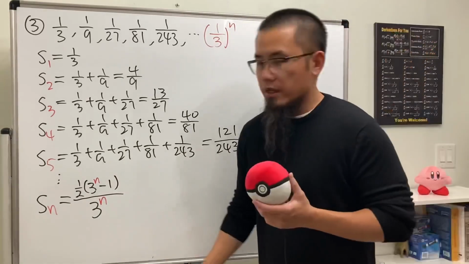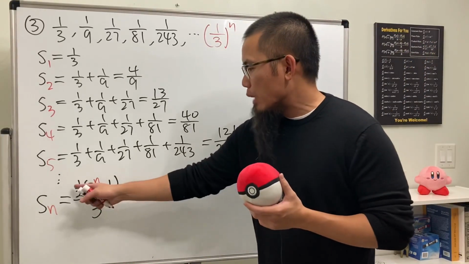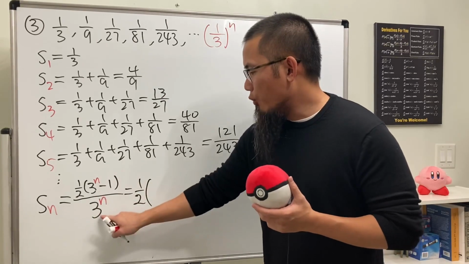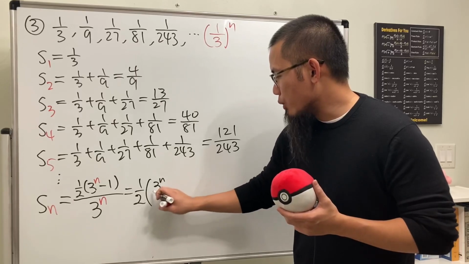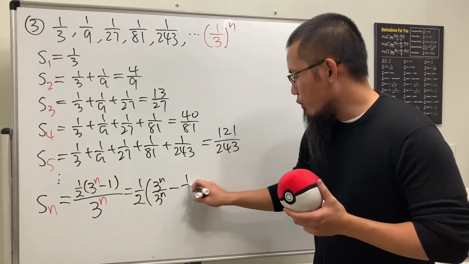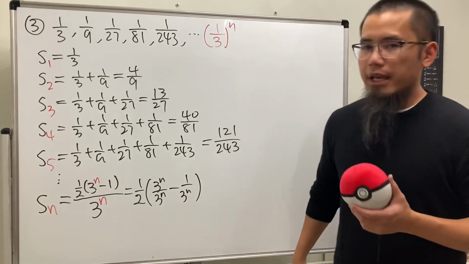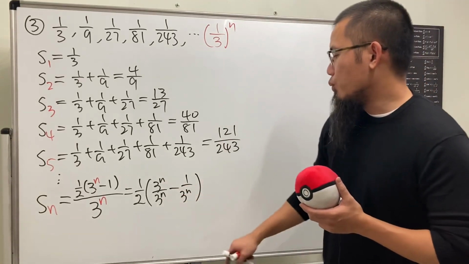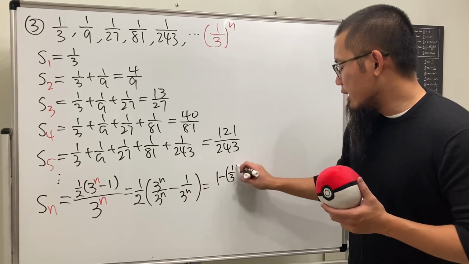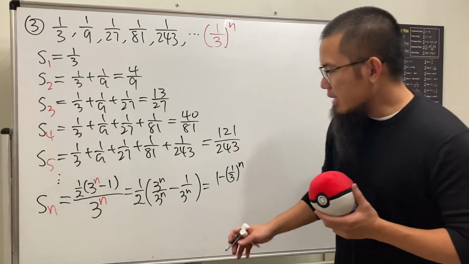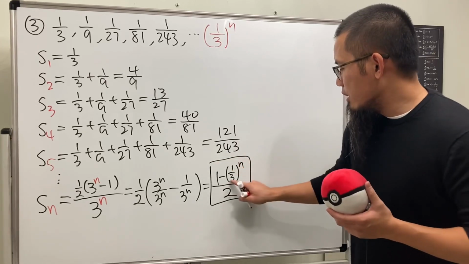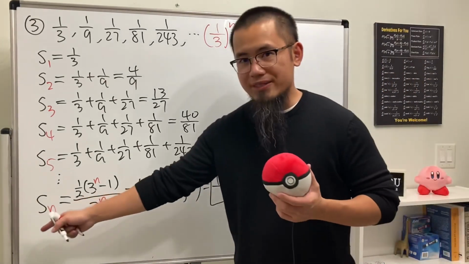That's what we have. And now I'm going to simplify this a little bit. I will first put down the 1 over 2, and then I will do 3 to the n over 3 to the n. So let me put that down real quick. And then minus 1 over that. So 1 over 3 to the n. And as you can see, this is just going to be 1. And then this is just going to be minus 1 over 3, and then raised to the nth power. But we have the denominator 2 right here.